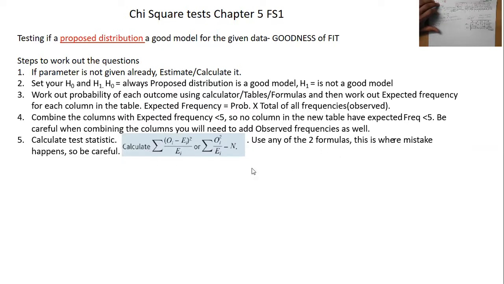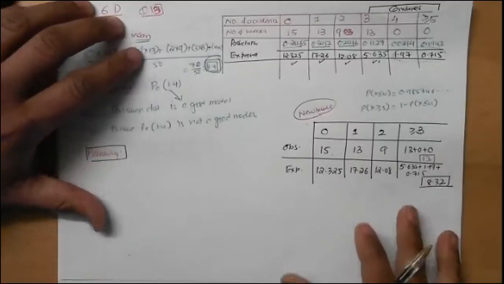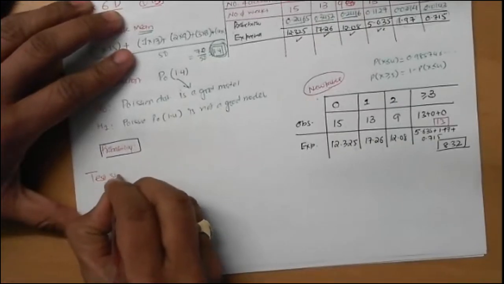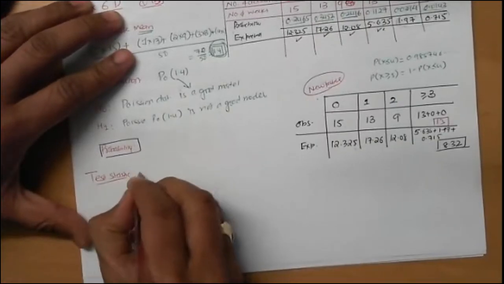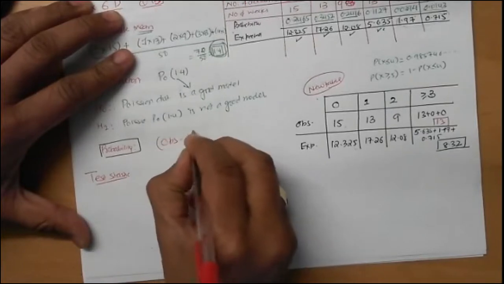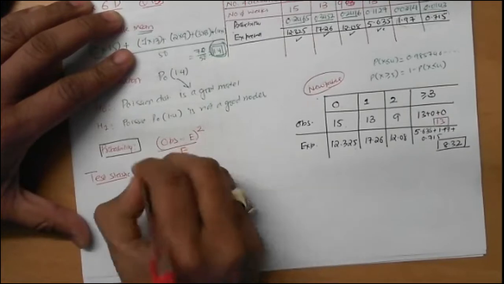This is where the mistake happens. So be very careful. What I mean by that is, people, be very careful in calculating this. Okay, so let's do this here, people. What you need to do is, the test statistic is observed minus expected, whole squared, over expected, then you add all of them together.